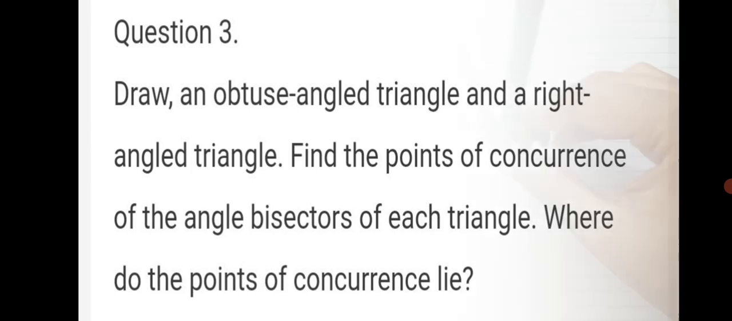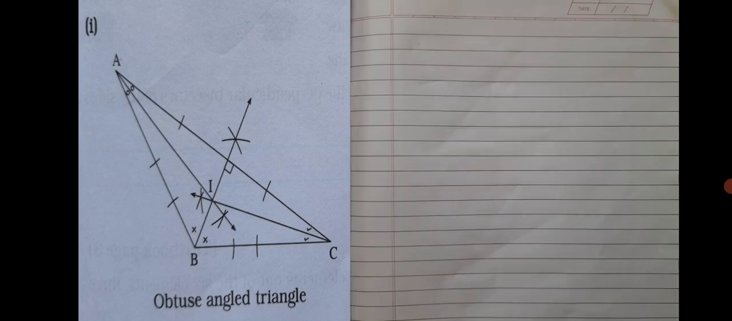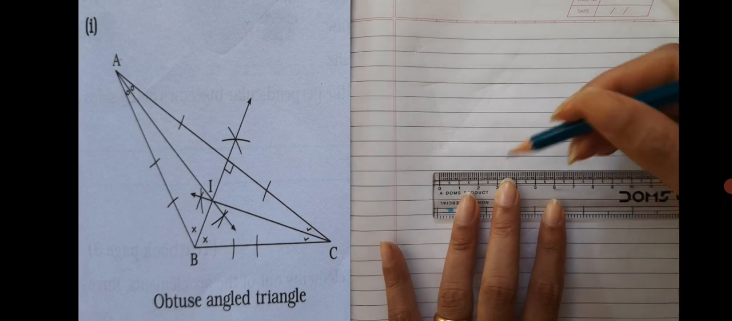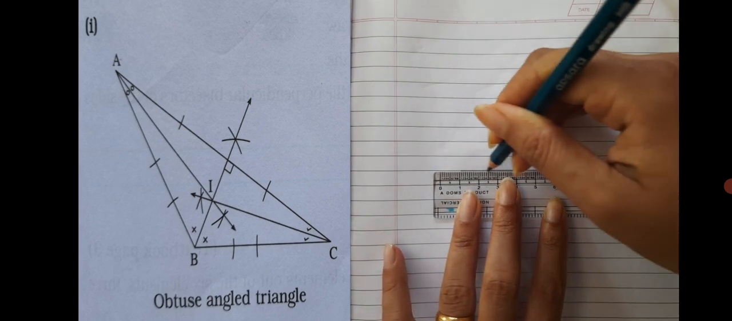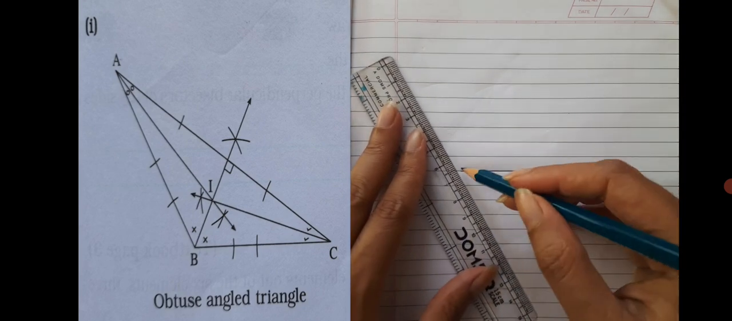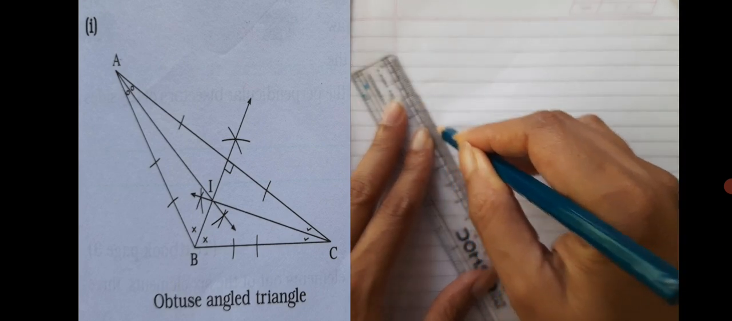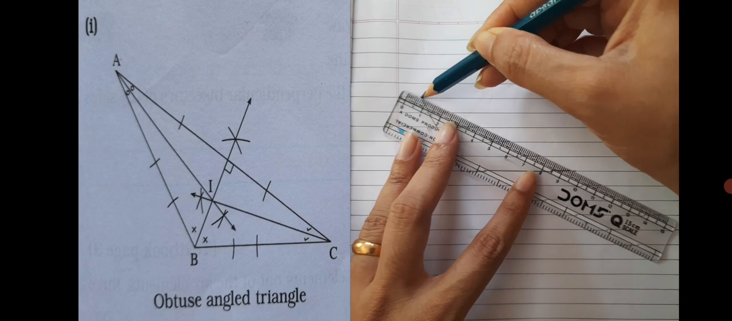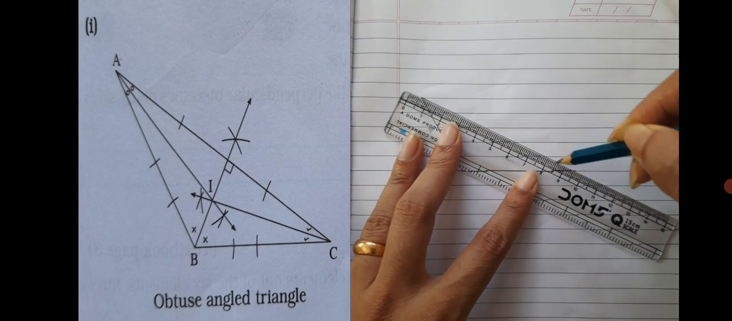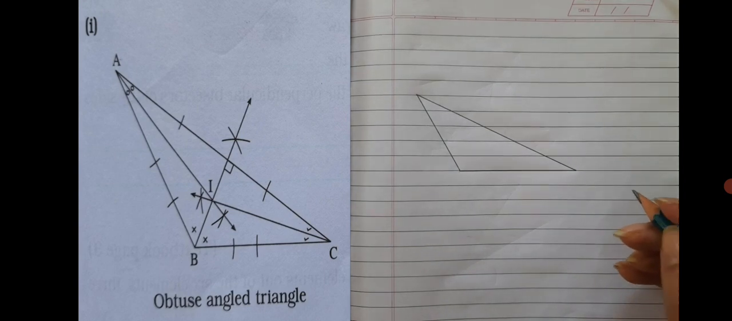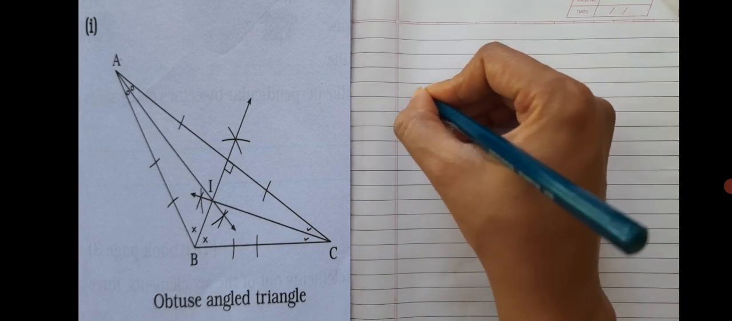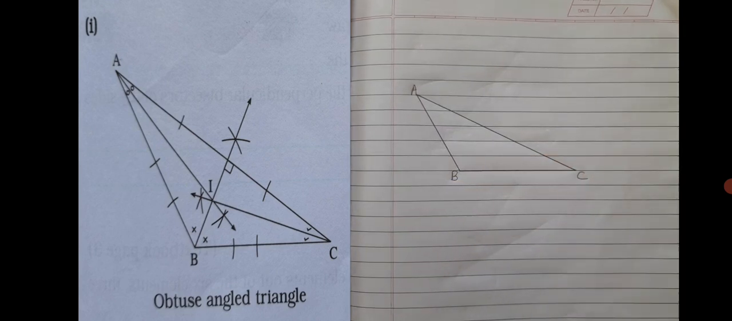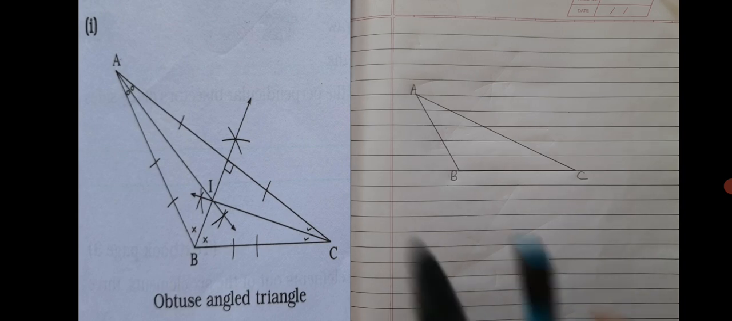So let's see. The first one, we will draw an obtuse angle triangle. So with the help of a scale, we draw the base of the triangle, and since it is an obtuse angle triangle, take any measurement more than 90 degree and join the points to form a triangle, an obtuse angle triangle. Okay, as shown in the figure. Now we have to bisect all the three angles. So I name it A, B, C, and we will draw the angle bisectors of all the three angles.